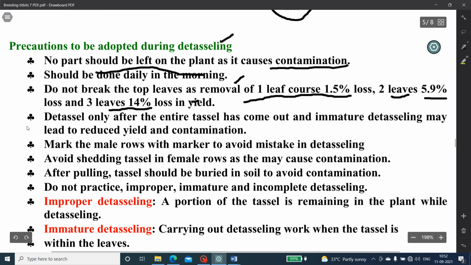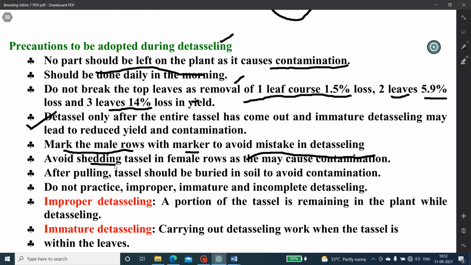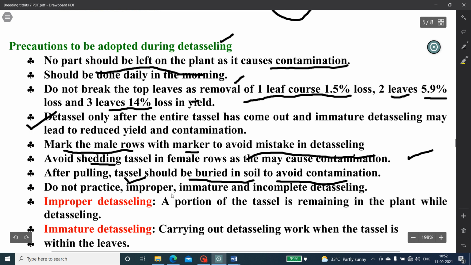And you have to do the detasseling only in the female parent. For that, you have to mark the male parent with a marker to avoid mistakes in detasseling. Avoid shedding tassels, that is more important. I will be explaining shedding tassels in a subsequent talk, and this will cause genetic contamination. After pulling, the tassel should be buried in soil to avoid contamination. Do not practice improper, immature, and incomplete detasseling.